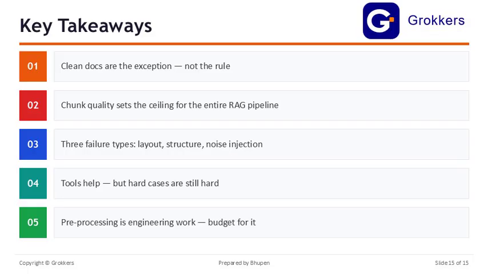Fifth, pre-processing is real engineering work. It belongs in the project plan, the architecture diagram, and the time estimate. Teams that treat it as a quick step before the real work begins are the ones who spend weeks debugging retrieval quality in production. The next lesson covers what to do once your documents are clean, chunking size, overlap, and strategy decisions that determine how well your retrieval system performs.